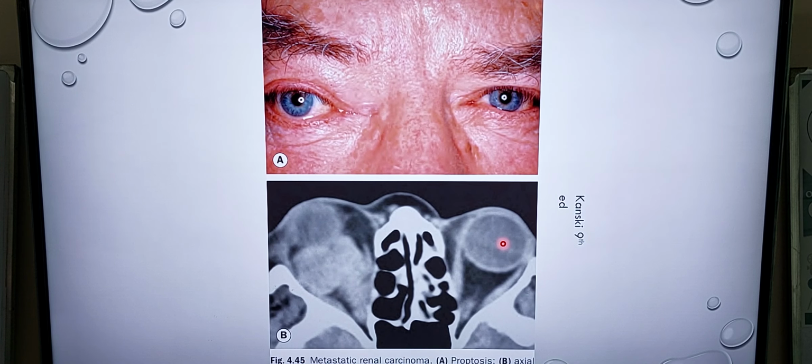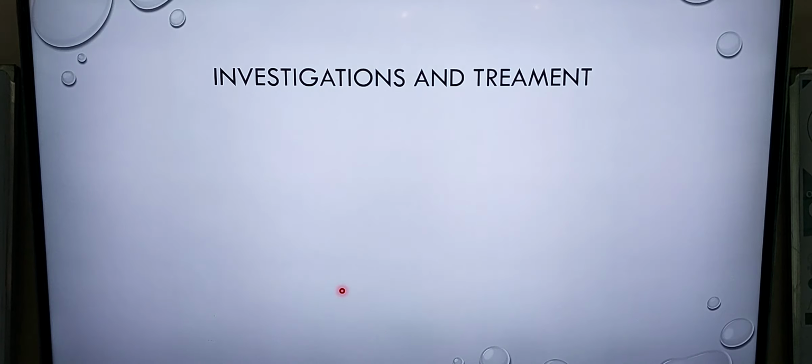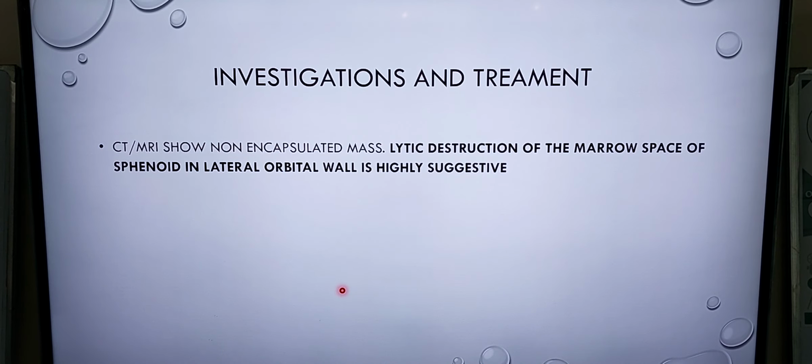This patient had a metastatic renal carcinoma showing proptosis both in the axial CT and in the picture. Here is a retrobulbar mass which is poorly defined and not showing any capsule, pushing the globe forward. For investigations, you will go for CT or MRI which show non-encapsulated masses.